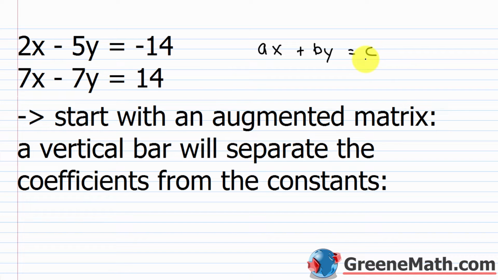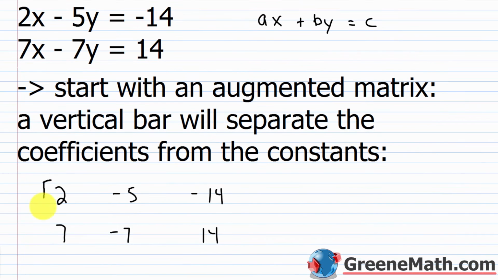What this is, I'm going to take the numerical information only. In other words, the coefficient for x is a 2, so I'm going to write a 2. The coefficient for y here is a negative 5, so I'm going to write negative 5. The constant is negative 14, so I'm going to write negative 14 there. So that's my first row. It represents the numerical information from the first equation of the system. My second row is the same thing. So I have a 7 for x, a negative 7 for y, and a positive 14 as my constant.